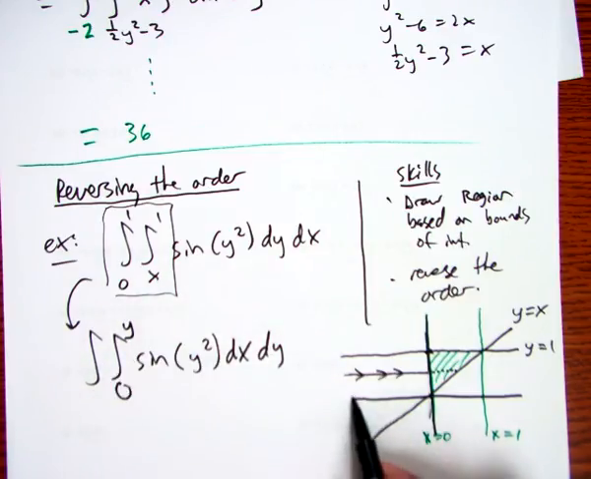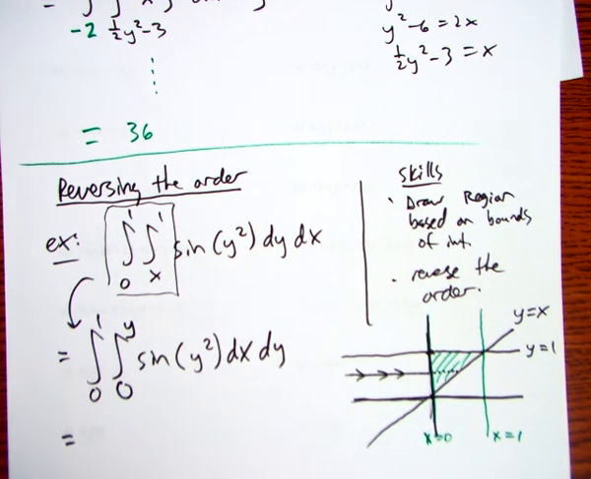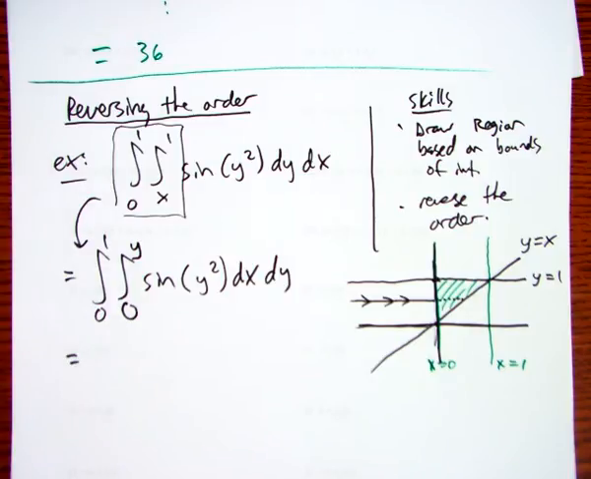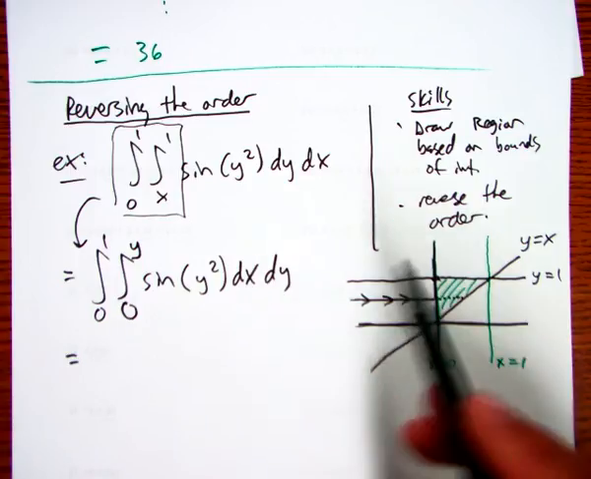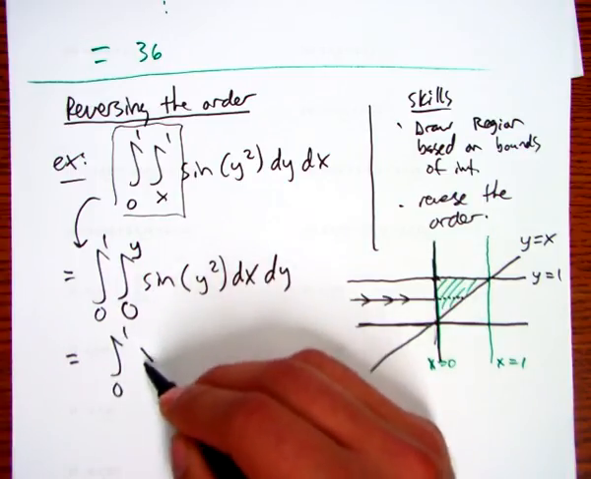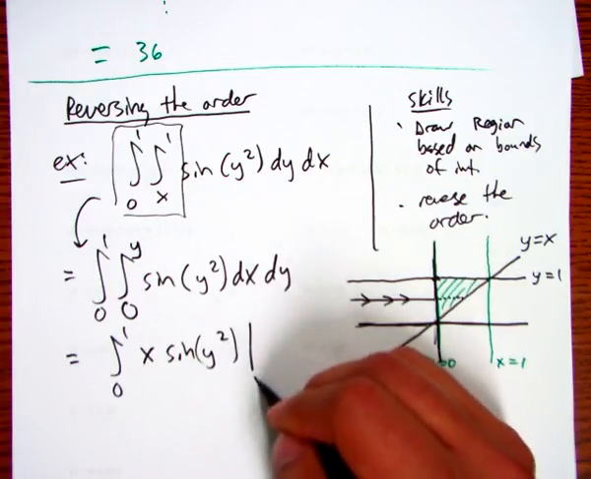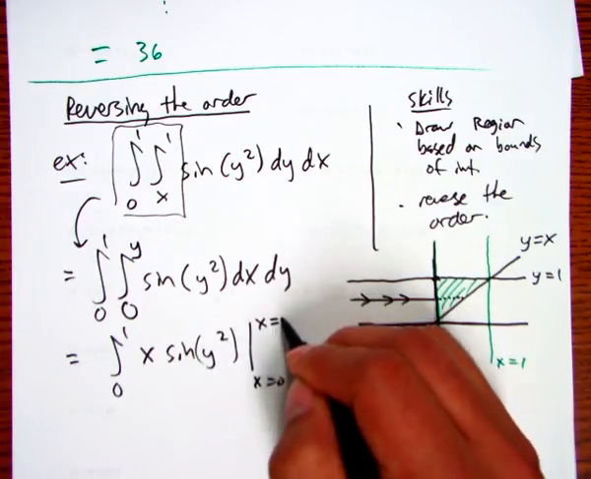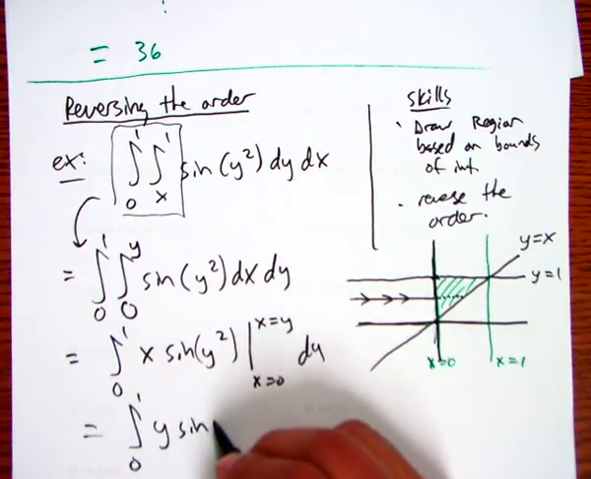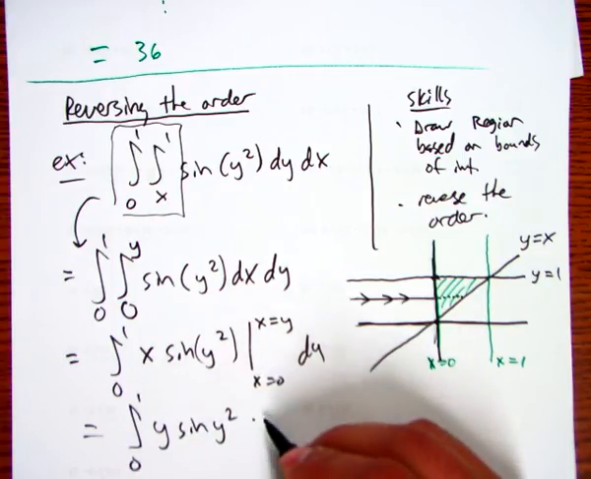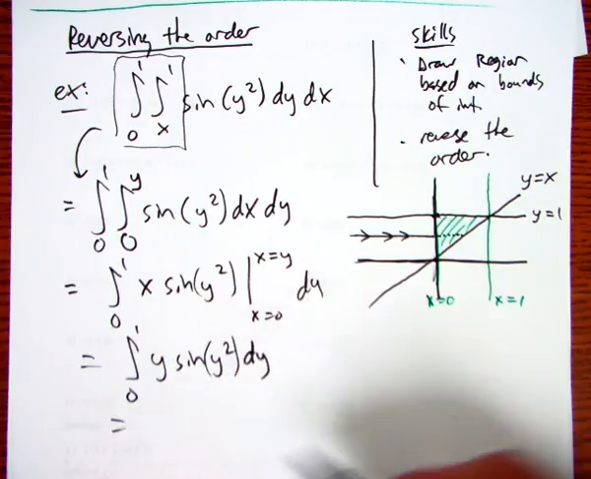That would be y equals 0 to y equals 1. Okay? And now, this is much nicer because if I integrate with respect to x first, this is going to be x sine y squared from x equals 0 to x equals y, right? Plug in y, you get y sine y squared. Plugging in 0 gives you 0. And now this is a much nicer integral. You should be able to do that, right?